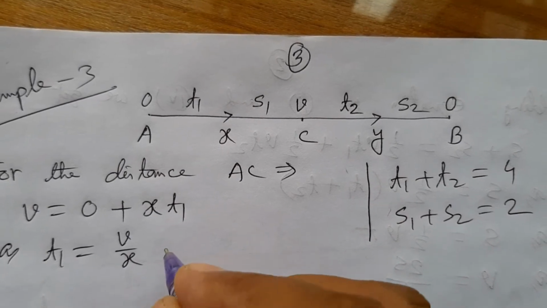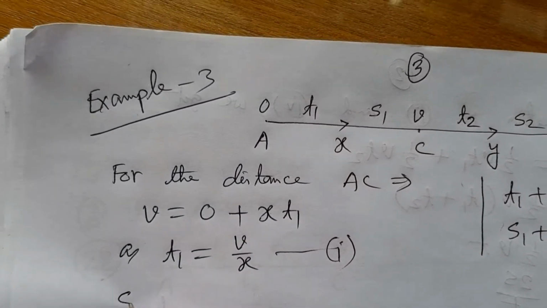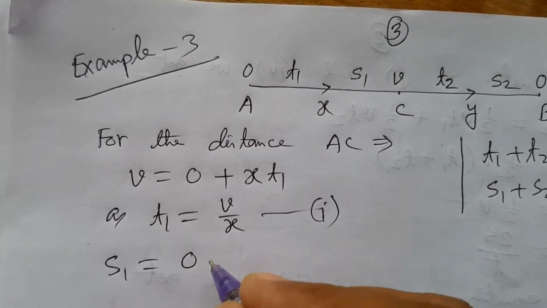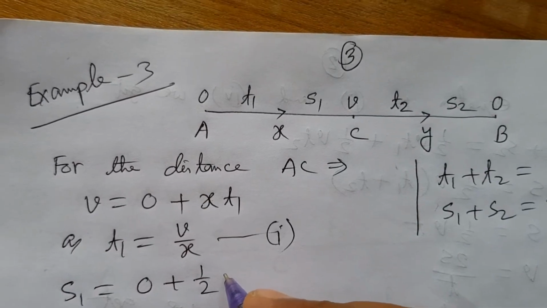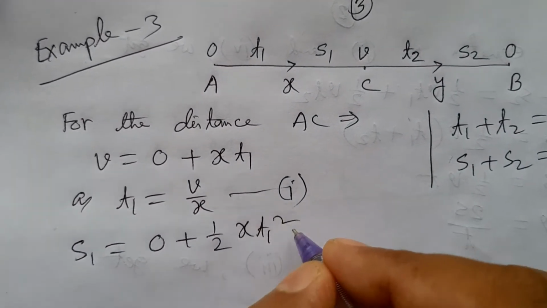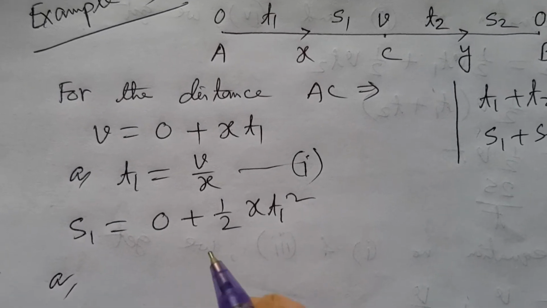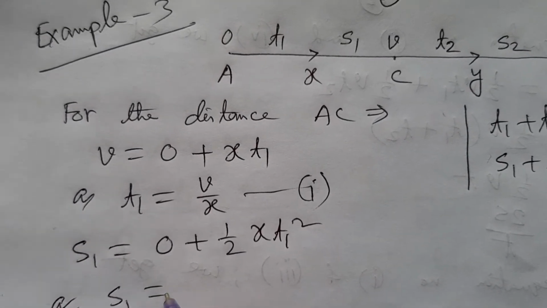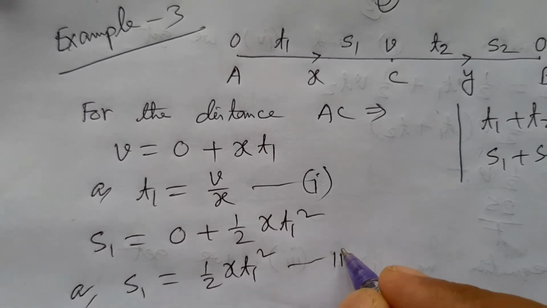Now this is equation number 1, and if we use the second formula, that is s1 is equal to ut, 0, plus half of f t square, that means x t1 square. Then finally we can write s1 is equal to half of x t1 square. This is equation number 2.